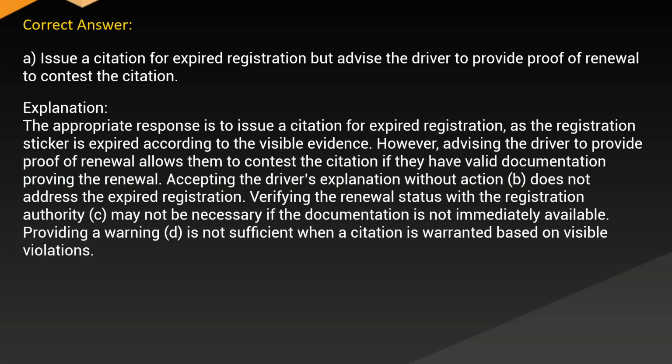Verifying the renewal status with the registration authority, C, may not be necessary if the documentation is not immediately available. Providing a warning, D, is not sufficient when a citation is warranted based on visible violations.